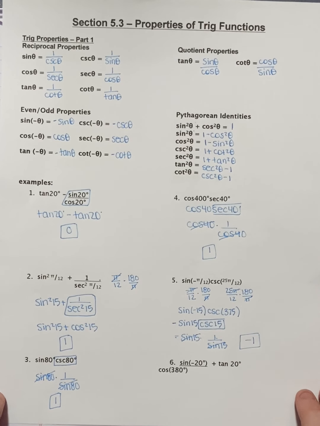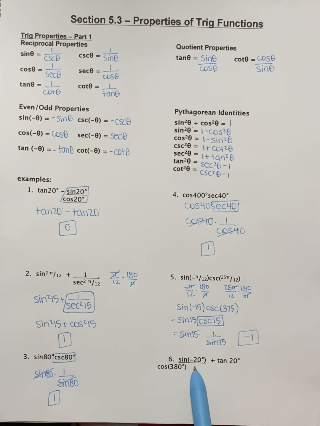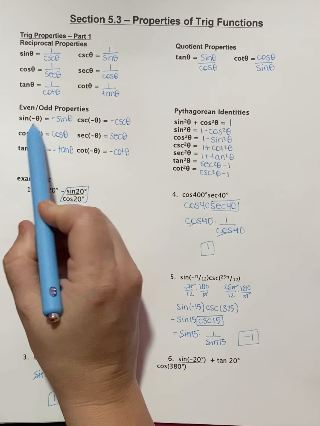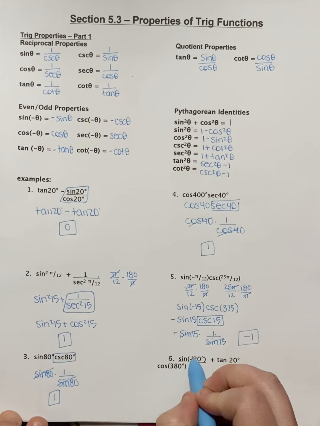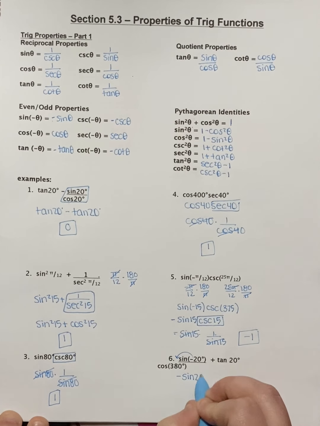All right, last one we got right here is number 6. Now my cosine kind of went to the side over here. First thing I'm going to do is use my even and odd properties. So I've got the sine of negative 20. Remember, sine is an odd function, so the negative sign comes out in front. So this negative sign is going to scoot out in front, and it's going to give me negative sine 20.